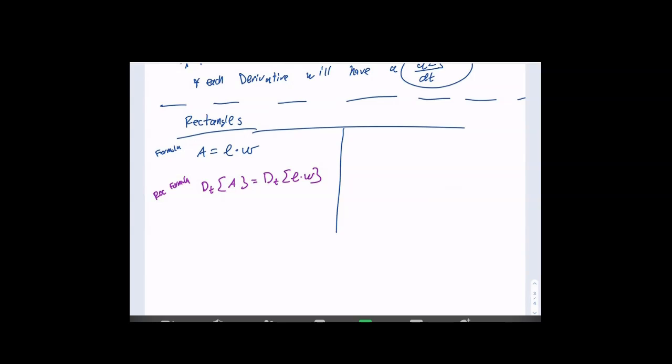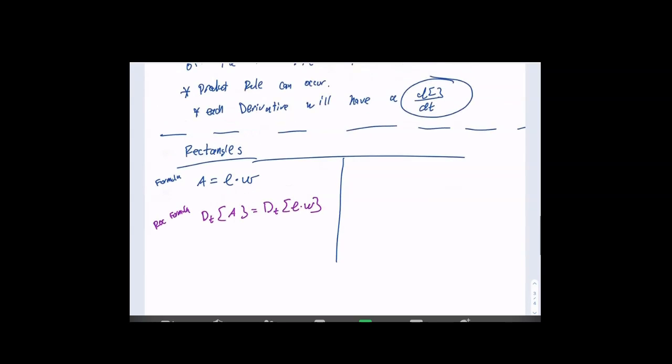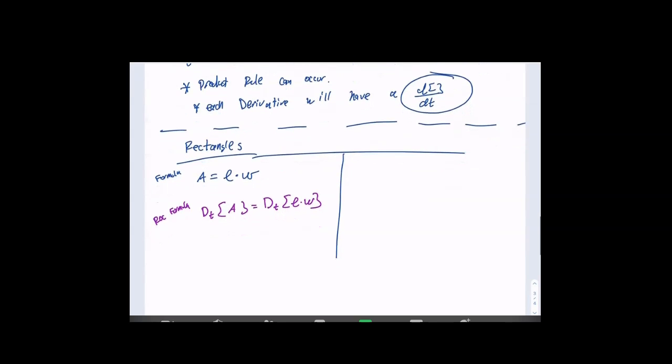It's, I guess you can say, a trick question. It's very straightforward. What is the derivative of A with respect to t? It's just dA/dt. It's always going to be dA/dt.